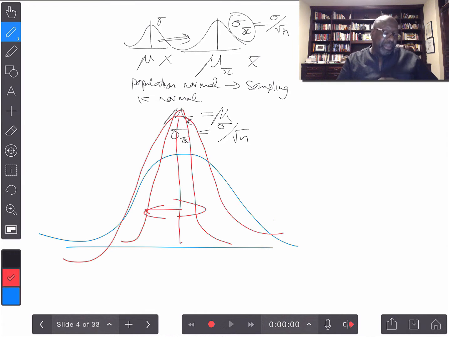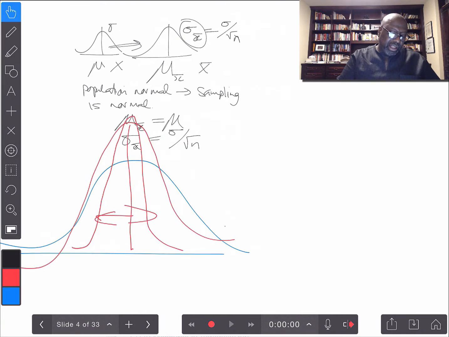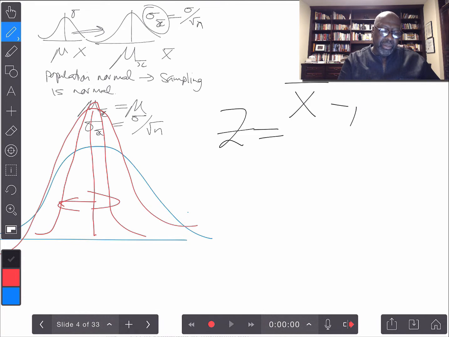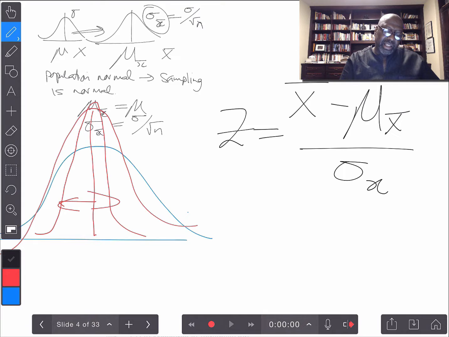Now, because that sampling distribution is also a normal distribution, it will have z-scores as well. So what would the z-score look like in this case? Z is equal to, since our observation is now a sample mean, we will take the difference between the sample mean and the population mean. The population mean would be mu x bar, and we will divide it and express it in standard deviations. So we're working with the sampling distribution right now.